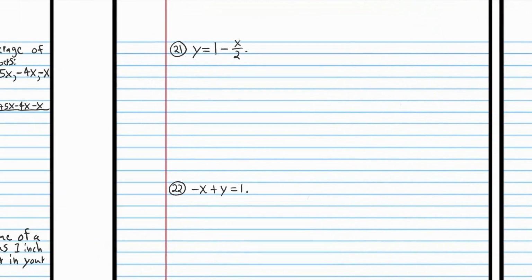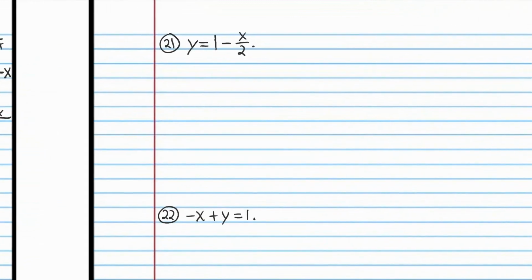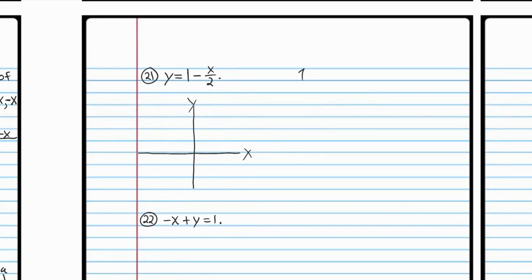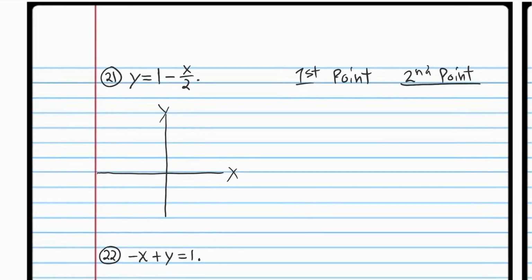All right, same thing for problem 21. So I'm going to draw my axes, and I've got to label them. And then we need 2 points as usual. So the first point, let's see, y is isolated, so it's best to plug in the other number first. It just makes it easier to do the math. So I'm going to try 0 for x. So y is equal to 1 minus 0 over 2. 0 over 2 is just 0, and therefore y is 1. So the point is 0, 1.